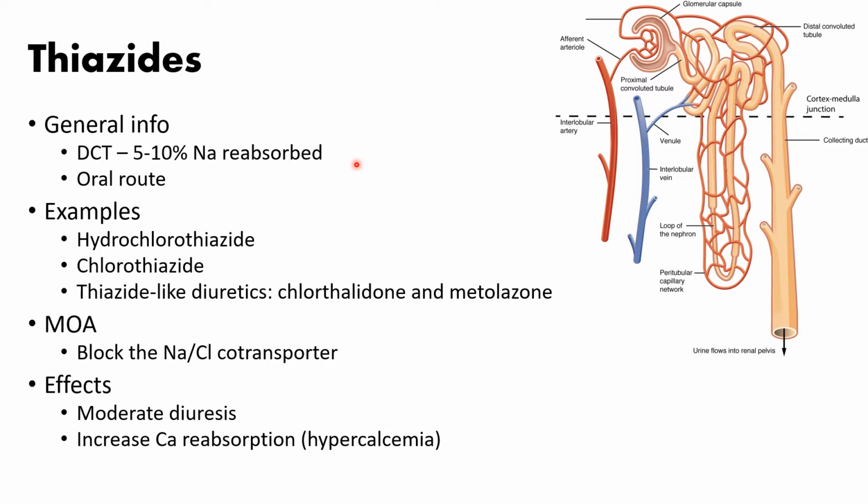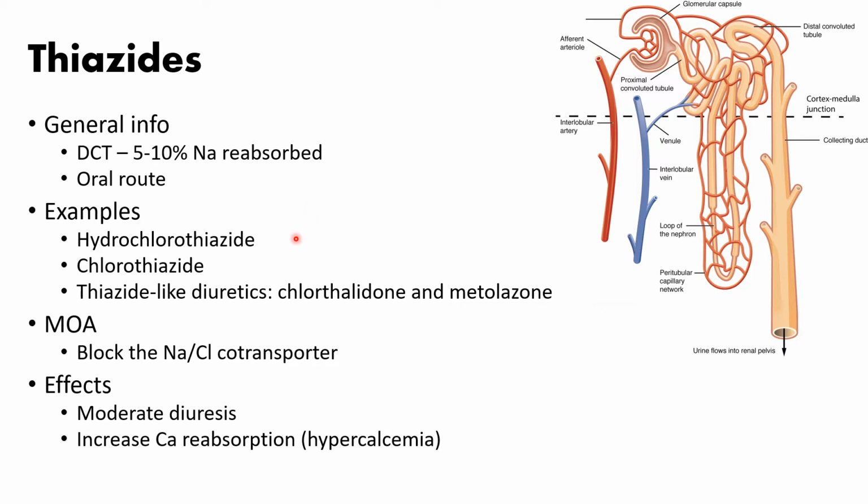Alright, so let's start with thiazides. As we've mentioned from the previous slide, this class of drugs acts on the distal convoluted tubule, so here. And in this region, from physiology, hopefully we can remember that about 5 to 10% of our total sodium is reabsorbed in this region. Thiazides are only active via the oral route.